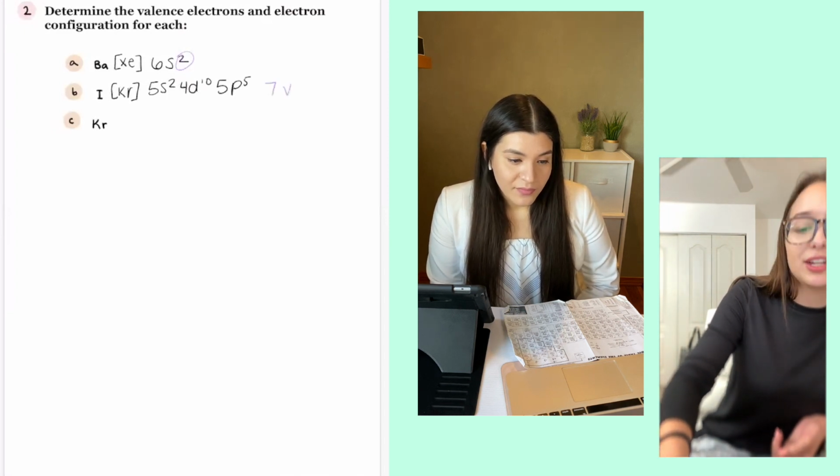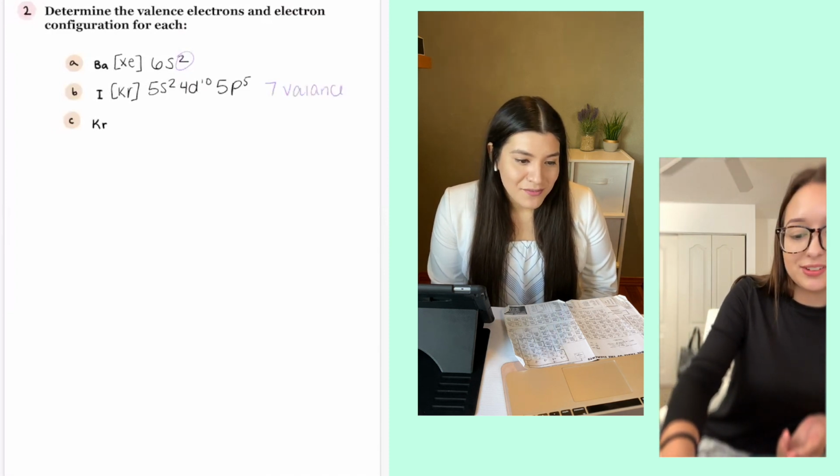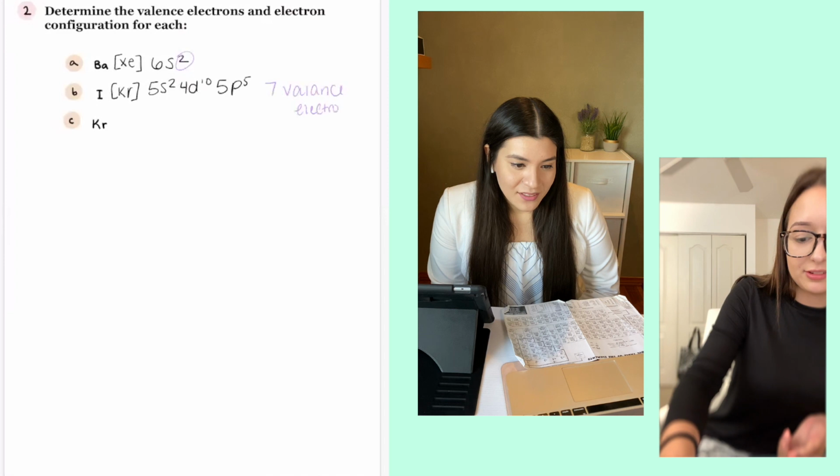Is there a way to write that, or do I have to write valence electrons? I didn't know if there was a quick way. Just write valence electrons for now. Okay.